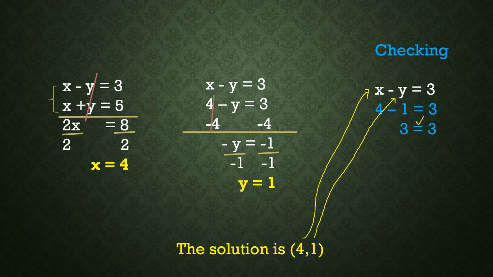Let us use equation 2. x plus y equals 5. Again, we replace our x by 4 and our y by 1. That will be 4 plus 1 equals 5. 4 plus 1 is 5, which is equal to 5. As you can see, they are equal. The left and the right sides are equal. Therefore, our solution (4, 1) is correct.